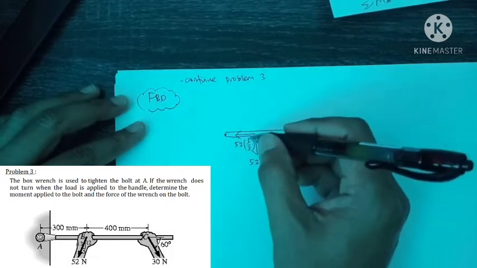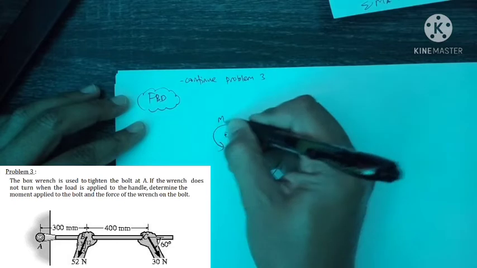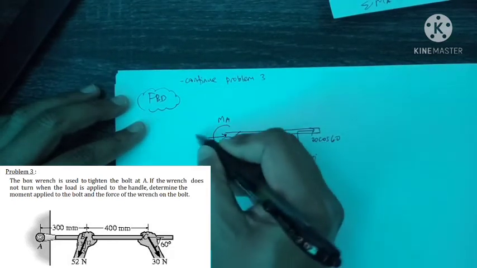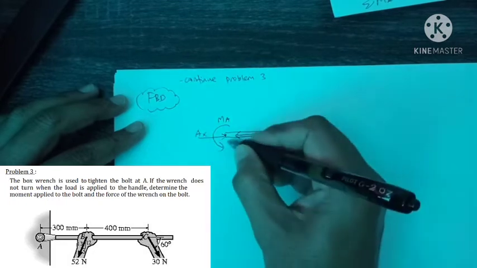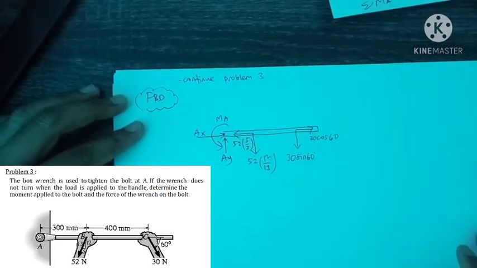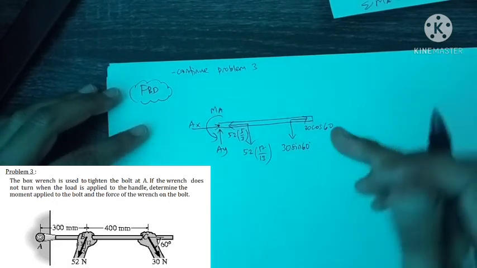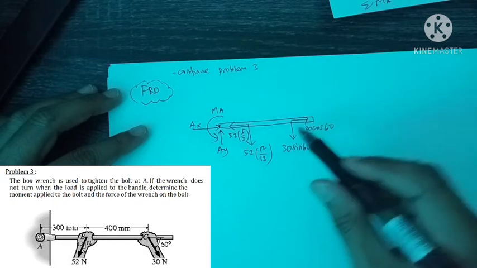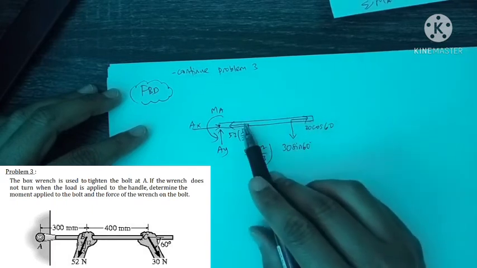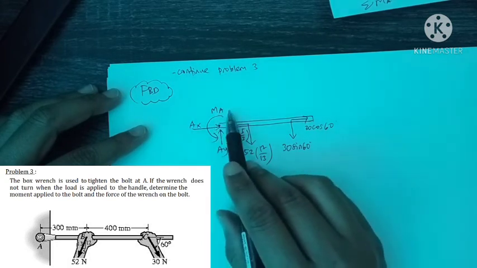So reaction here, we have moment MA, we have force AX and AY. So that includes all the forces, okay, action forces 1, 2, 3, 4, the action force, reaction force 1, 2, and reaction moment MA.